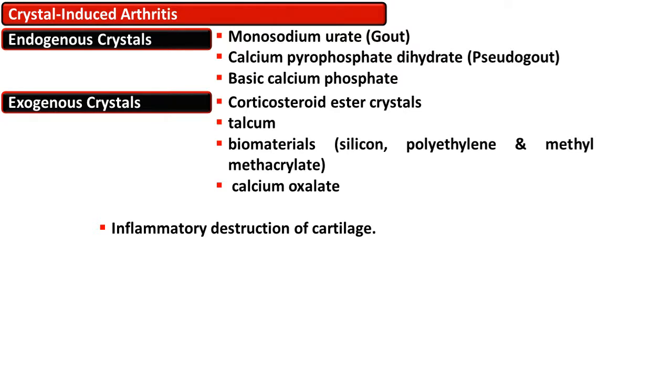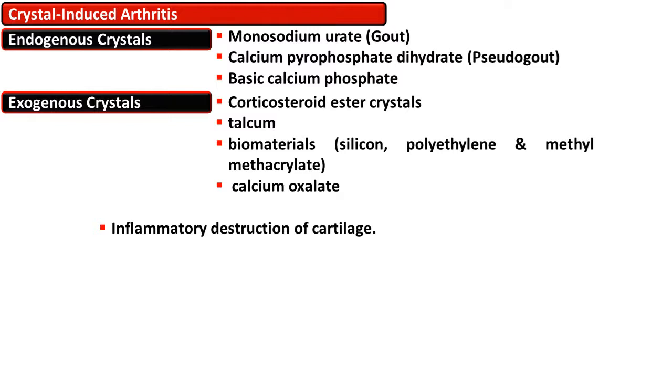Crystal induced arthritis is a term for a group of diseases, characterized by the deposition of crystals within the joint, and these crystals are responsible for the destruction of the cartilage by inflammation. The crystals can be endogenous or exogenous. The endogenous crystals are monosodium urate crystals, which result in gout, then calcium pyrophosphate dihydrate crystal deposition, which is termed pseudogout, and basic calcium phosphate deposition.